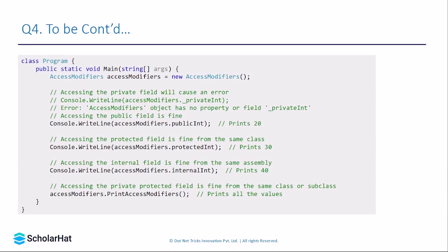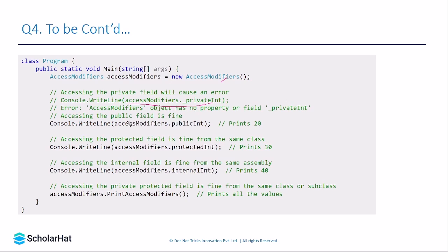So we have declared a driver function or calling function, and that is static void Main. Here we have created the class object using the new keyword. So accessModifiers is equal to new AccessModifier, and this object can be used to retrieve the values available inside this class. In the first line, we are printing accessModifier.privateInt. In the previous slide, we saw that this private int is declared as private, so we won't be able to access it outside the class as per definition. Whenever you write this statement, accessModifier.privateInt, it will throw an error.